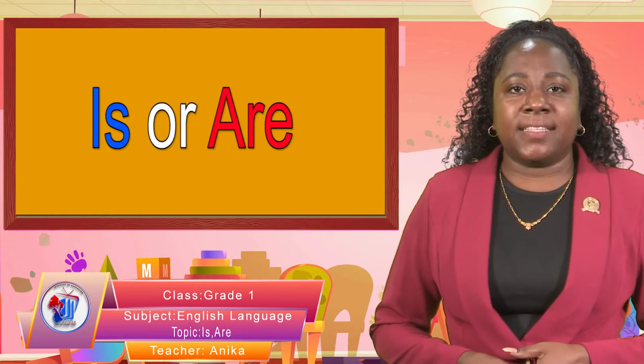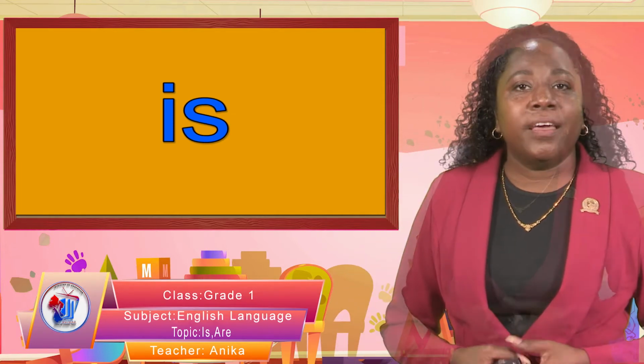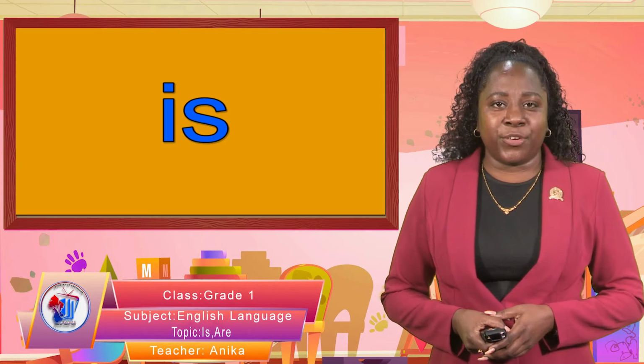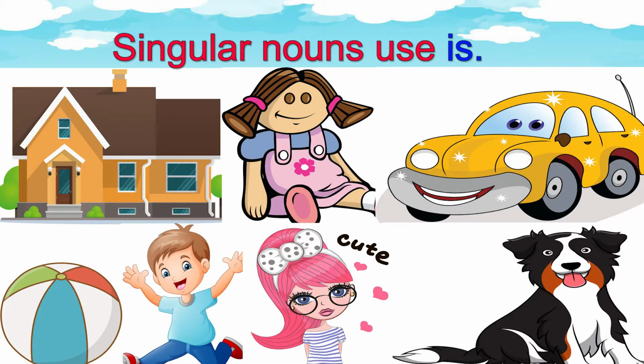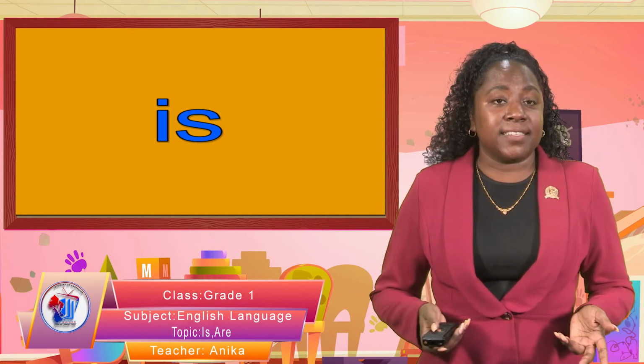The first word we're going to be looking at is the word is. I-S is. It's easy to spell. Would you like to try that with your eyes closed? Let's try that together. I-S is. Singular nouns use the word is in the sentence. And when I say singular, it means I'm talking about one house, one doll, one car, one ball, one boy, one girl, or even one dog. When the subject is singular, we're only talking about one thing, one person, maybe one place, or one animal. Remember, I-S is. Easy.